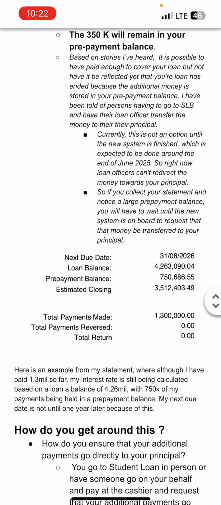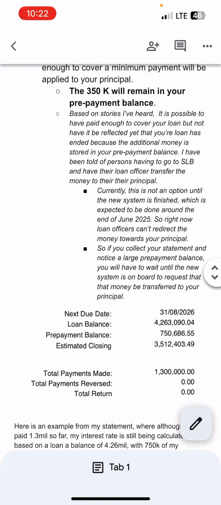Currently, student loan is undergoing some system upgrades, so that doesn't work right now. Loan officers are not able to do that for you anymore. Only the cashier can put it towards your principal at the time when you're paying. The system is expected to finish being upgraded in June, end of June 2025. Here's hoping those who are watching this later on actually benefit from it. Right now, we're not able to do that.